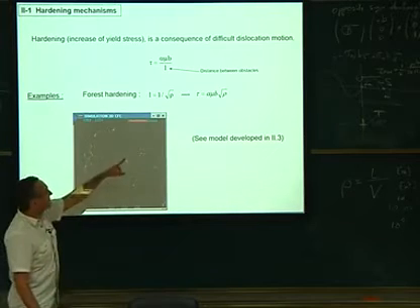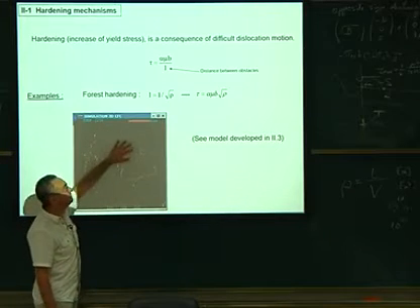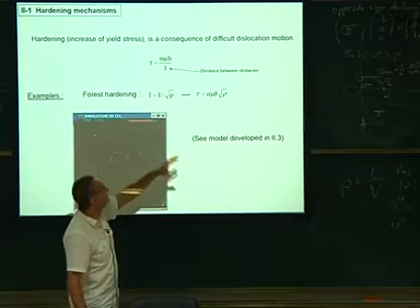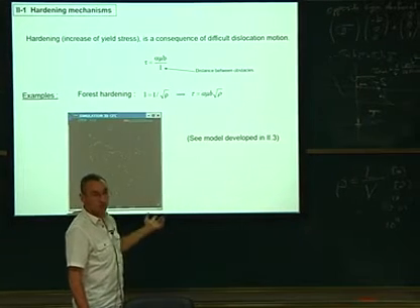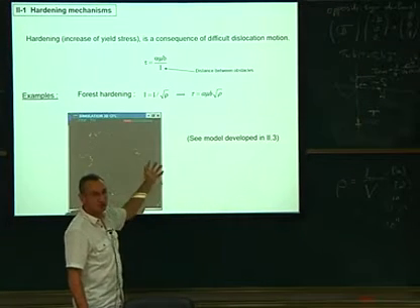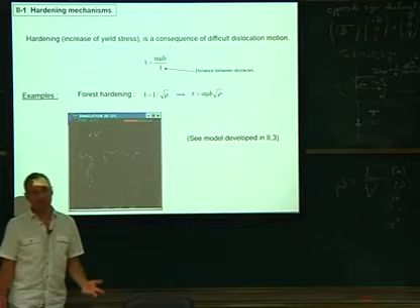So it means that the stress needed to pass through this obstacle is proportional to the square root of rho. So tau is equal to alpha mu b square root of rho. This is what we call the Taylor law, the Taylor hardening law. This is the typical forest hardening law, which is used in crystal plasticity.